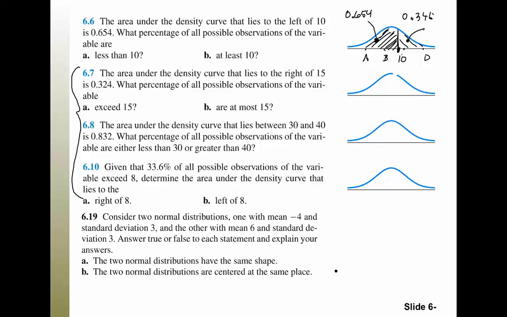So between 30 and 40 is 0.832. So first of all, what's the percentage of all possible observations of the variable that are less than 30 or greater than 40? What lies between them, 30 and 40, is 0.832. Now they're asking what's either less than 30 or greater than 40? What does it have to be? 8.4.